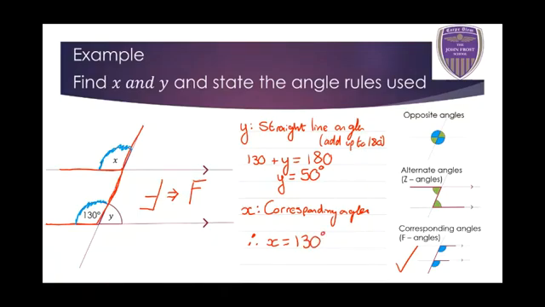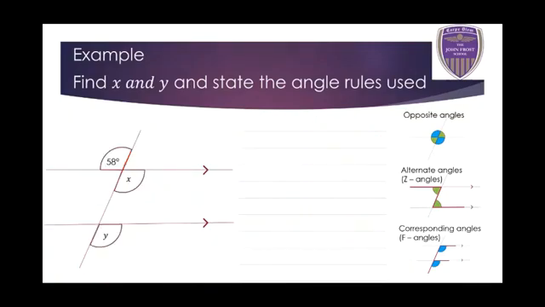Let's look at one more example. So here we go. We need to find X and Y again, okay? So let's start off with angle X at the top. For angle X, what rule can we use for this one? Well, it looks like they're opposite each other. So for angle X, we're going to use opposite angles, okay?